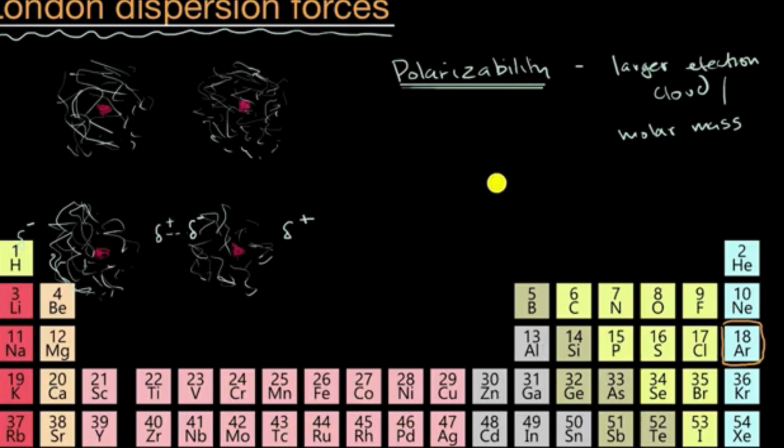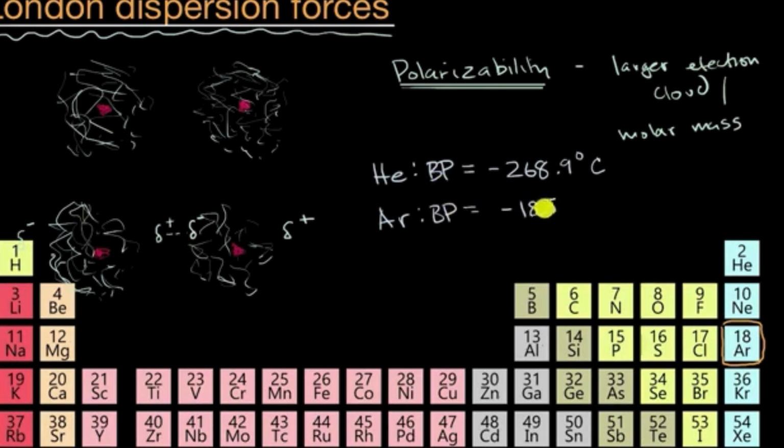And you can actually see that in their boiling points. For example, the boiling point of helium is quite low. It is negative 268.9 degrees Celsius, while the boiling point of argon, it's still at a low temperature by our standards, but it's a much higher temperature than the boiling point for helium. It's at negative 185.8 degrees Celsius.